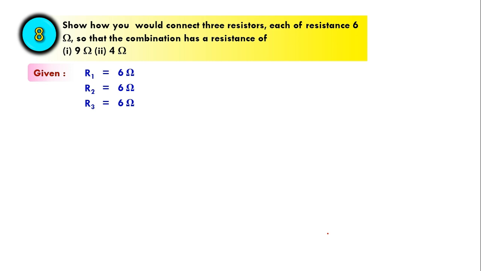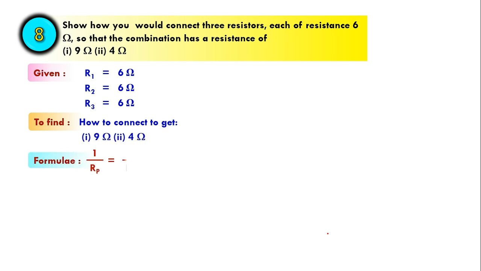Is it right? So if you connect in parallel, then 1 by 6 plus 1 by 6 plus 1 by 6 equals 3 by 6, so 2 ohms you will get. You will not get 9 or 4. Is it right? So no chance. If you connect in series, 6 plus 6 plus 6, you will get 18. So no chance. So how to connect to get 9 ohms or 4 ohms?